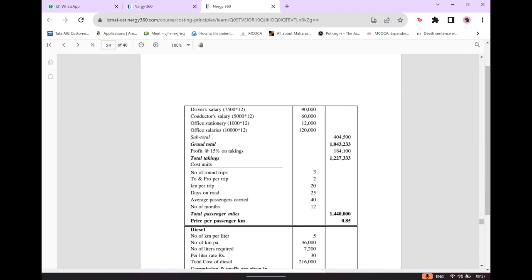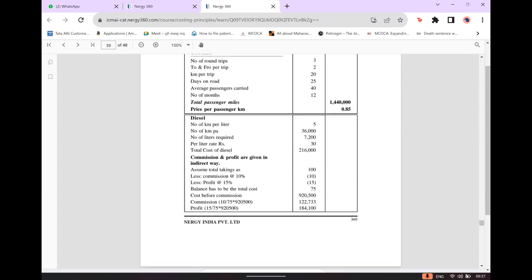So working note number 2. Calculation of takings and commission. Let us assume the total takings to be 100. So commission is 10% of takings and profit is 15%. So the remaining cost is 75. So 10 by 75 of the total cost before the commission will give you the balance cost. So commission is 10 by 75 of 9,20,500 and profit is 15 by 75 of 9,20,500.